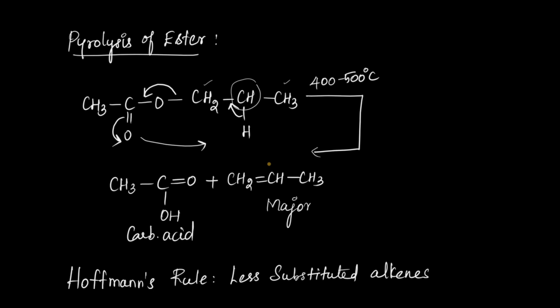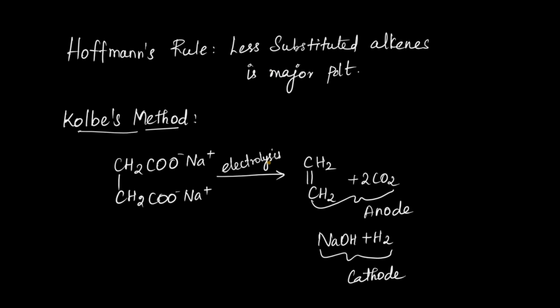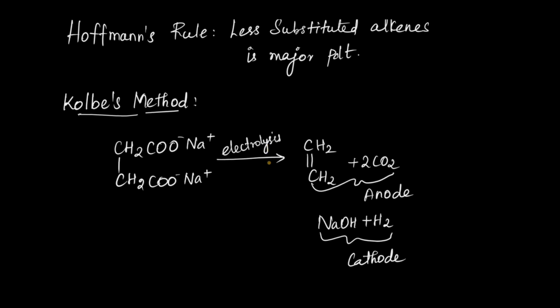Pyrolysis of ester. Pyrolysis always happens at a high temperature. It forms the less substituted product as the major product, forming carboxylic acid with alkene. This follows the Hofmann rule: less substituted alkenes are the major product.